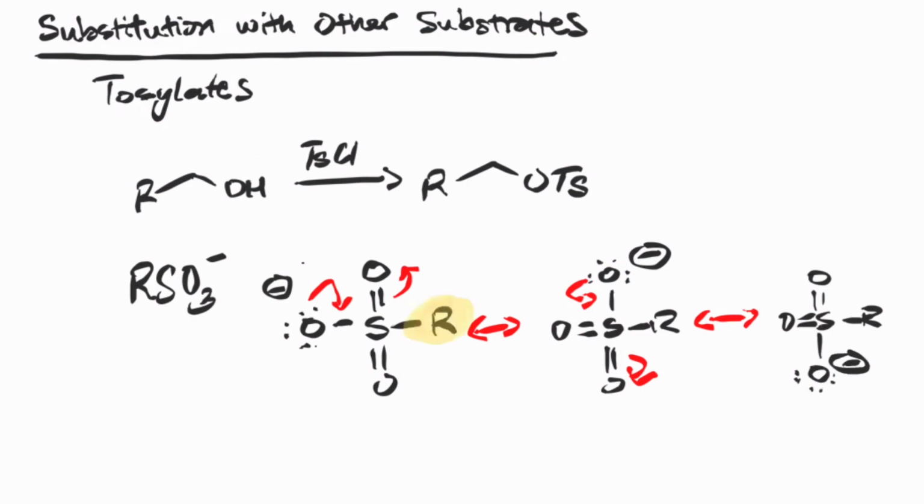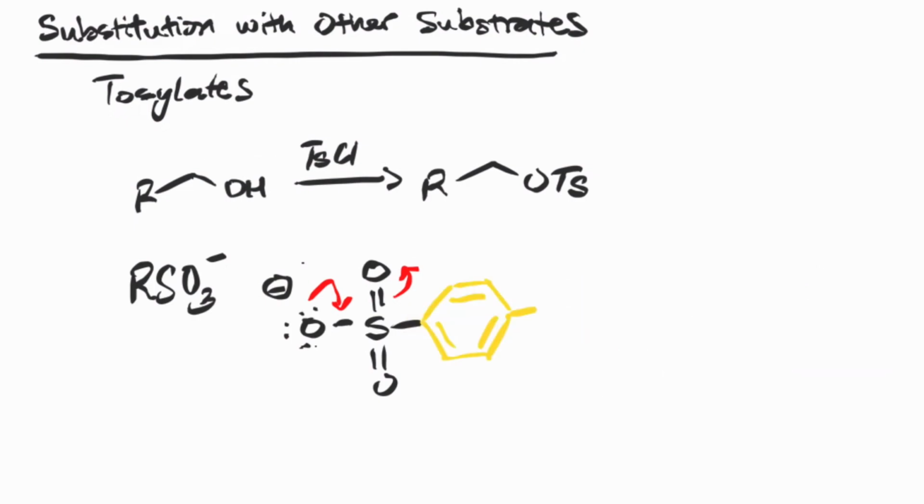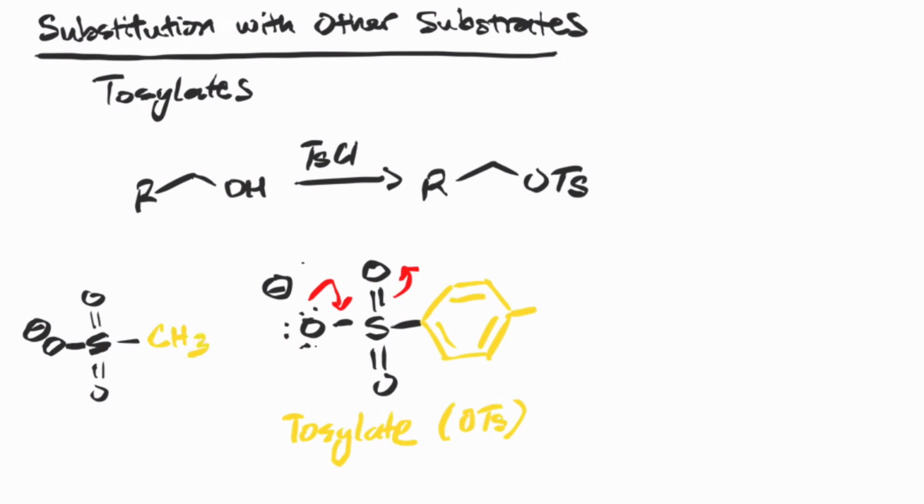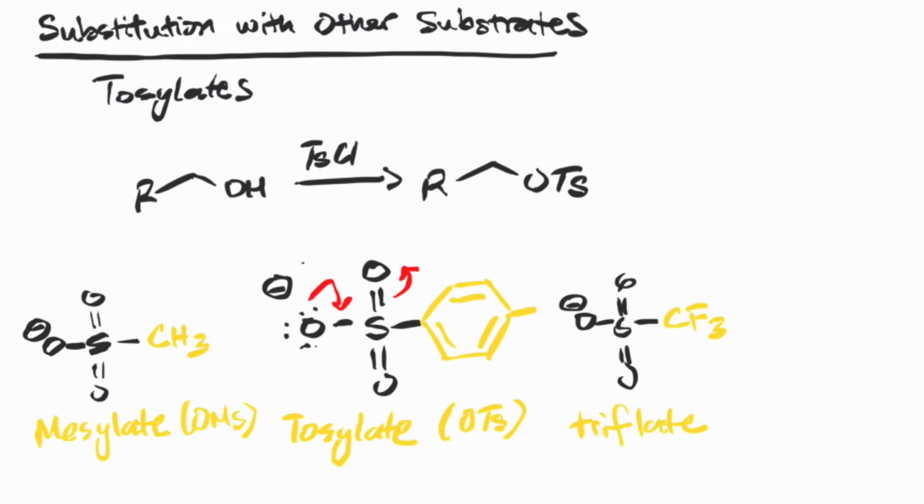And the difference between all these molecules is that R group. If this R group looks like that, this is called the tosylate, abbreviated as OTs. If that R group is a methyl group, it's called a mesylate, abbreviated OMs. If that R group is a CF3 group, it's called triflate, abbreviated OTf.